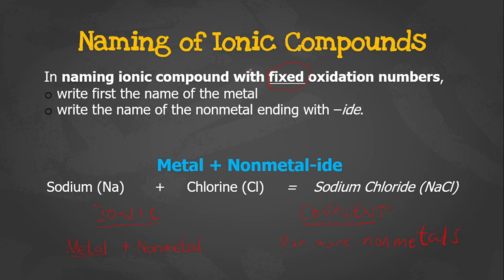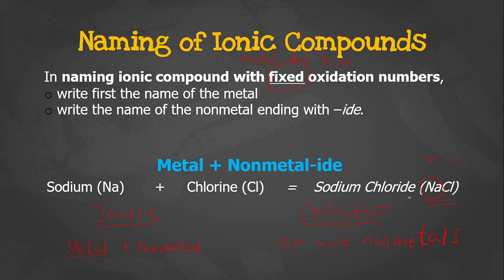So ionic compounds with metals that have fixed oxidation numbers. So in naming ionic compounds with metals that have fixed oxidation numbers, first we write the name of the metal, followed by the name of the non-metal ending with IDE. So halimbawa, we have NaCl. Okay? So ang gagawin natin, papangalanan muna natin yung metal which is Na. Again, ginagawa talaga natin nasa left side yung metal, kasi ang metal, ang charge talaga niya ay positive, while yung non-metal, ito yung negative. Kaya nasa right side siya.